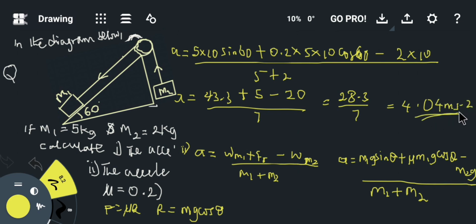So that is how to solve the problem. We can see, according to the first question, the acceleration when there is no friction was 3.33 meter per second square, and when there is friction, it was 4.04, with a coefficient of friction equal to 0.2. So that is the solution to the problem.